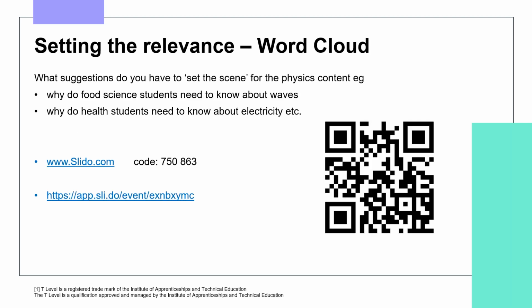So ensuring students understand the purpose and the need for this physics knowledge can help actually with engagement. And it's probably easier to set the relevance for metrology and laboratory sciences, but food science students and those doing health and healthcare science may not see the relevance and why they need this physics understanding. And I do want to get your suggestions for how the relevance could be set for your students by this word cloud activity. So do add any suggestions you have for the relevance to this.